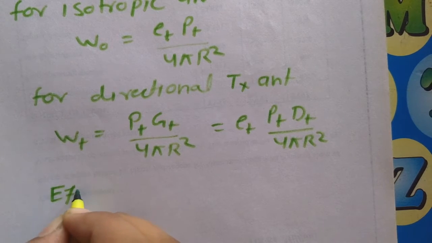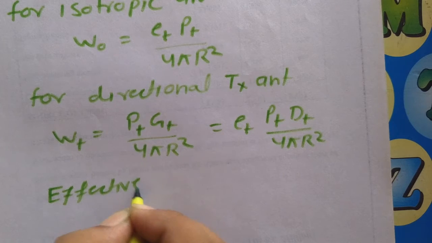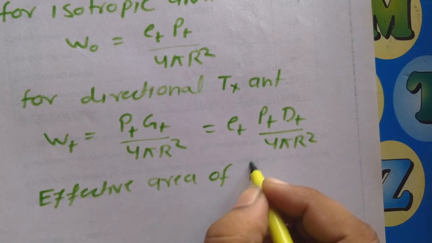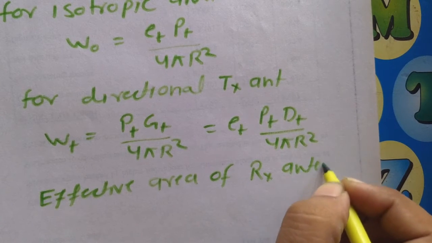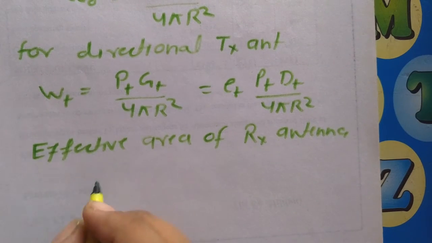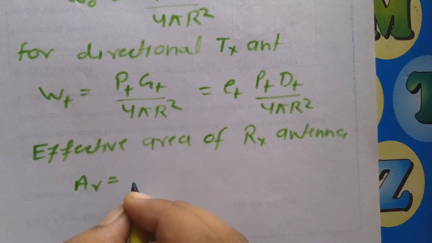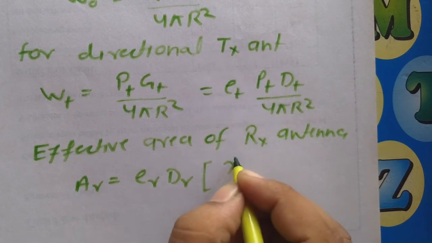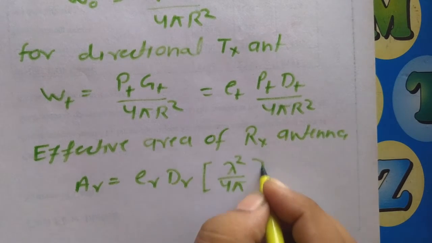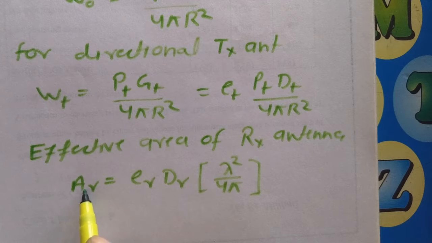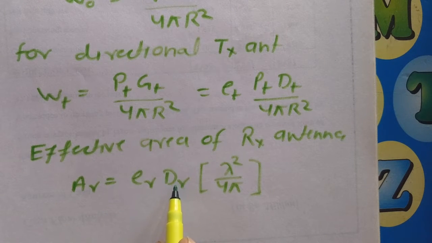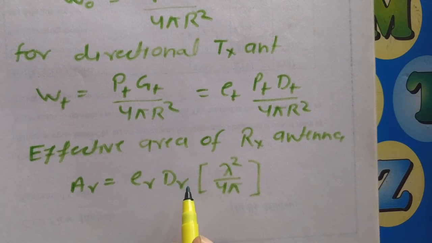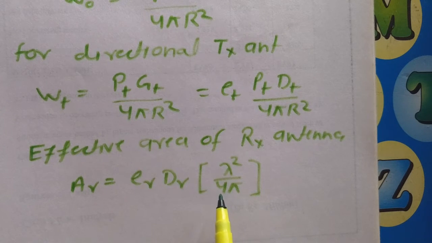Effective area of receiving antenna AR equal to ER DR lambda square divided by 4 pi. In previous lecture we have calculated the relation between effective area and the directivity of the antenna. Okay, so effective area is equal to the efficiency into directivity into lambda square divided by 4 pi.